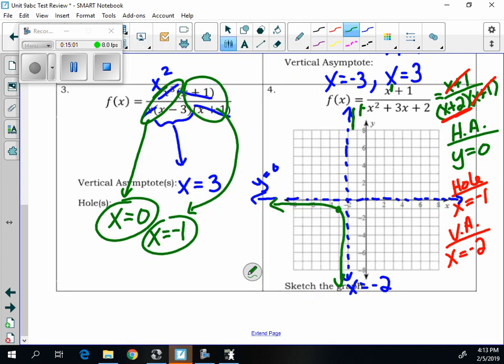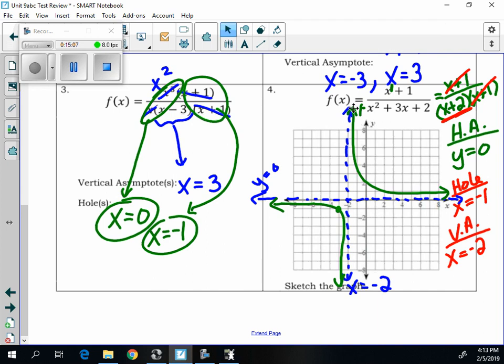Our last step is to look at the holes. The hole is at -1, so I go to -1, this point here, and I look vertically. Where does the graph that I just drew intersect with that vertical line? It looks like right here, so I'll just draw a big hole right there. And that's what I'll do with the hole. So that's x plus 1.